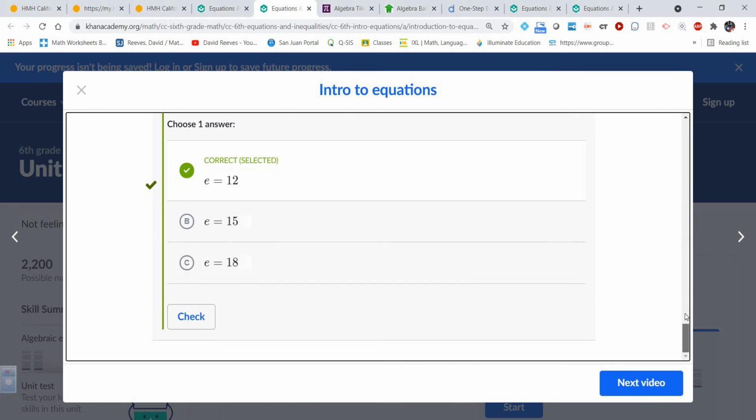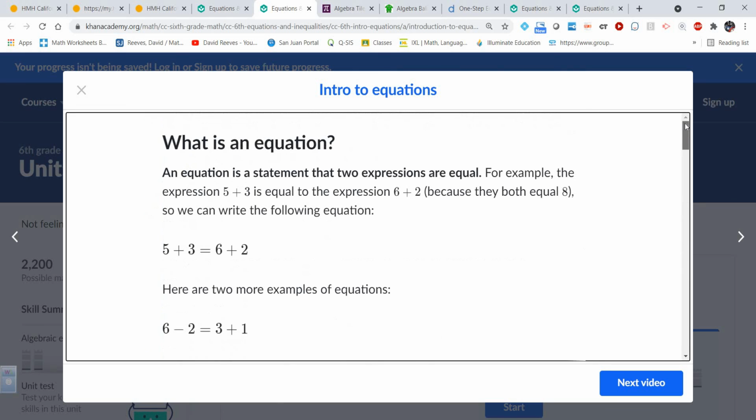That is going to end our introduction to equations. Remember, an equation is a statement where two expressions are equal. An algebraic equation is a statement where two algebraic expressions are equal. And solving an algebraic equation is finding the value of the variable that makes the equation true.